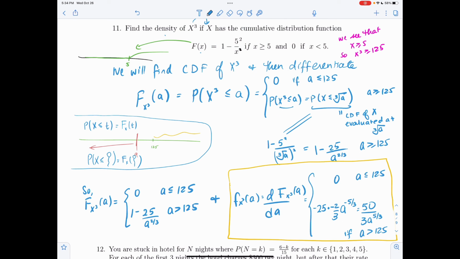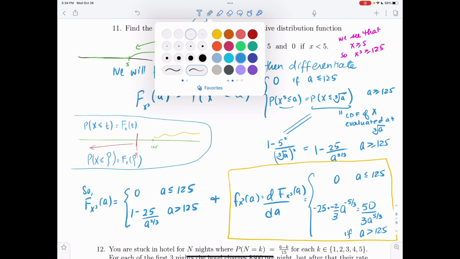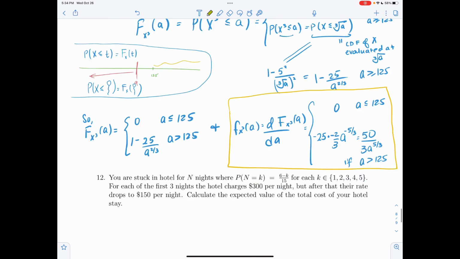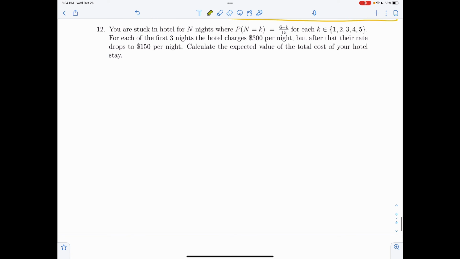Okay, so now on to the last question, number 12. You're stuck in a hotel for n nights, where the probability that n equals k is (6 minus k) over 15 for each k. For each of the first 3 nights, the hotel charges $300 per night. But after that, their rate drops to $150 per night. Calculate the expected value of the total cost of your hotel stay.